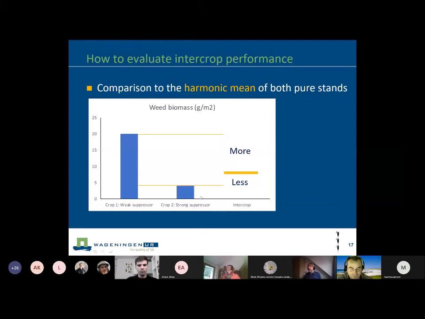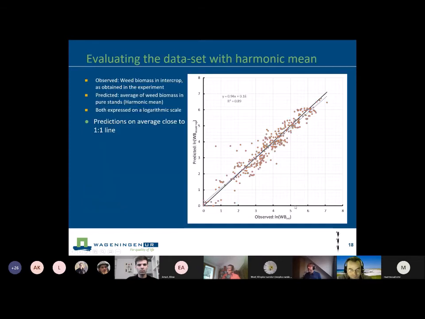Okay, so we also made a comparison with the data of Gu, of Chunfeng. And we said, okay, let's calculate the harmonic mean based on the weed biomass of the two crops. And then we made the comparison. And here we can see that in general, the predictions are very close to what is actually observed in the field, indicating that this calculation based on the harmonic mean gives a very reasonable prediction of the weed biomass that can be expected in an intercrop.